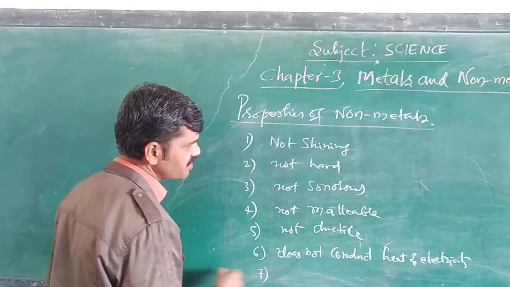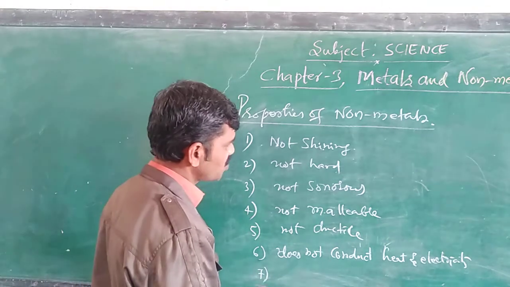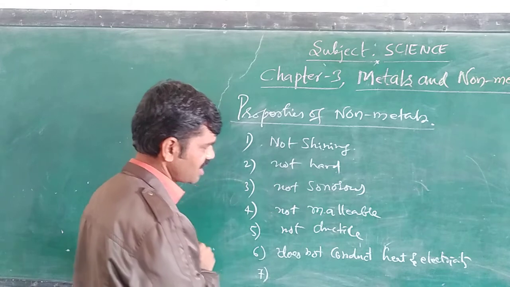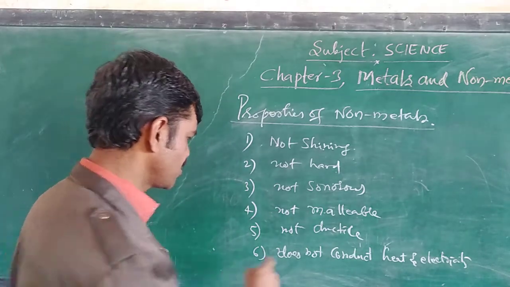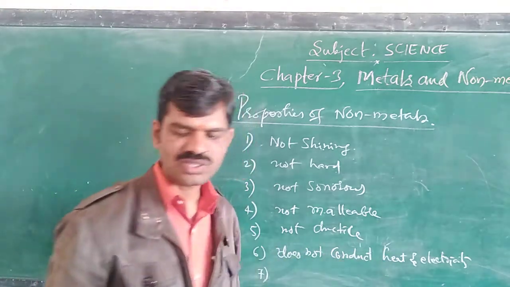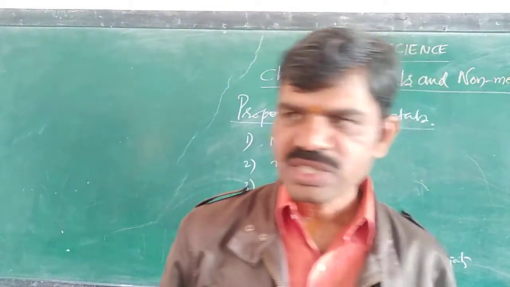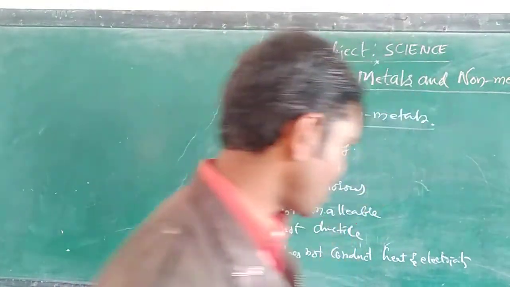So what is the last one? What have we dropped? Sonorous. Sonorous is almost there. Okay. 6 and 7. That's all. So these are the properties of non-metals.